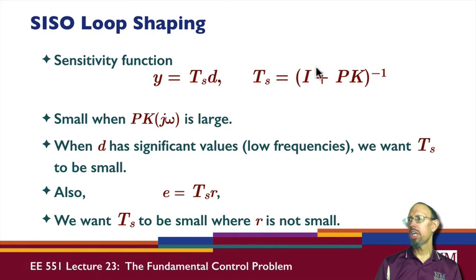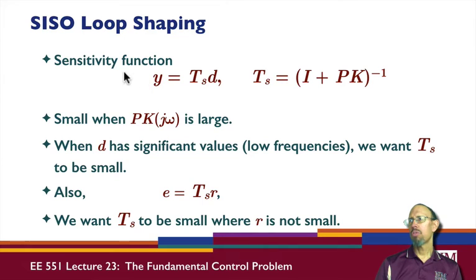Anyway, I get this quantity, and notice I have an inverse. I've written it here in matrix form because even though I'm calling this single input, single output, we're going to see this extends to multi-input, multi-output. So the sensitivity function is like 1 over 1 plus pk. If this quantity is large, then this overall quantity will be small. Our sensitivity will be small.